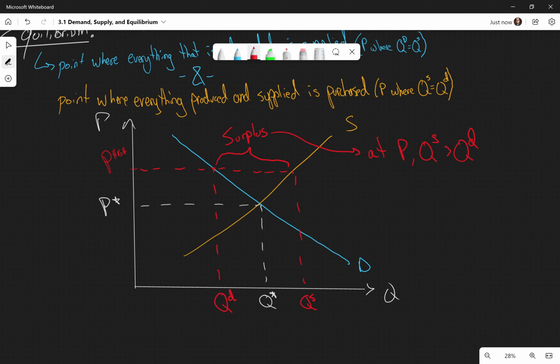So producers are incentivized to lower the price to get rid of surpluses because surpluses are expensive to maintain. Costs money to warehouse that stuff, and half a loaf is better than none. You'd rather get some money than none.